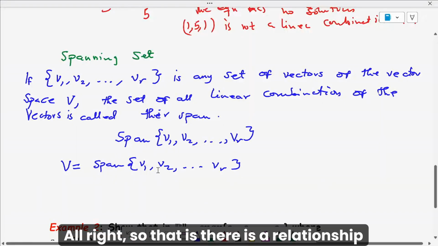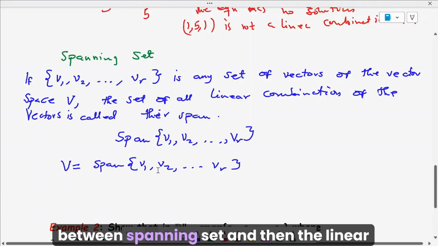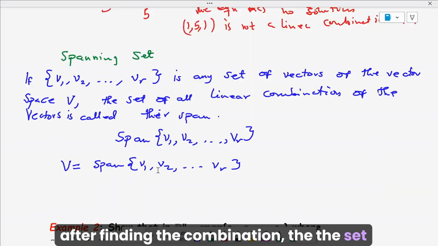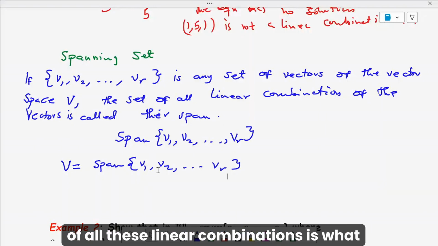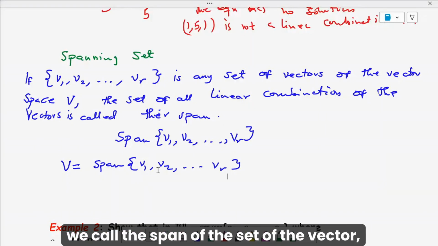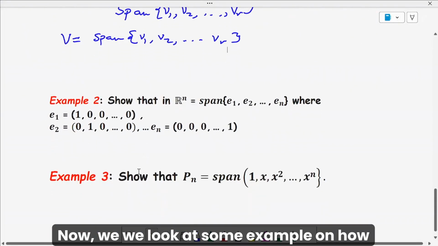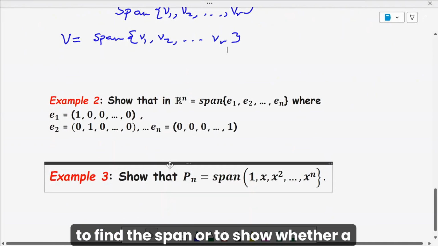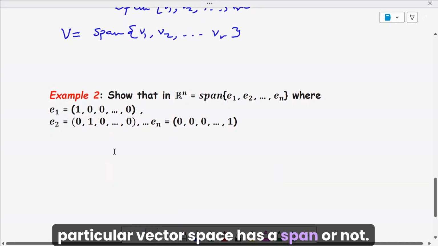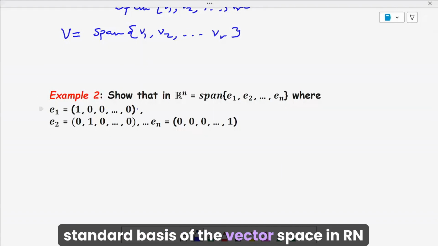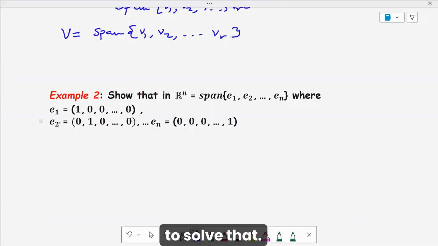All right, so there is a relationship between the spanning set and the linear combination. If you can find linear combinations, the set of all these linear combinations is what we call the span of the set of vectors. Now we look at some examples on how to find the span, or to show whether a particular vector space has a span or not. Here we are going to use the standard basis of the vector space in Rn to solve that.